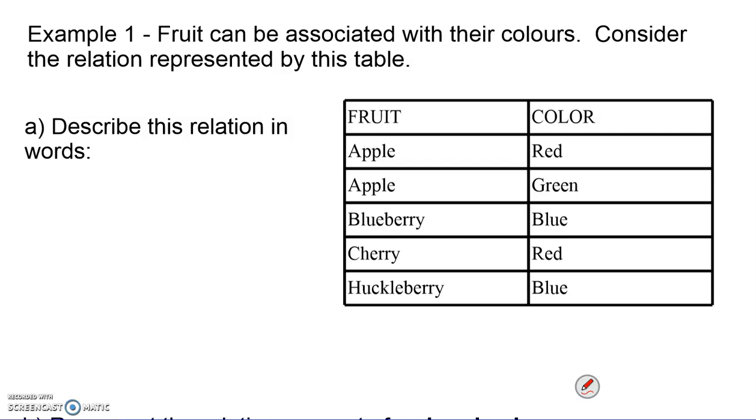Example 1 is that fruit can be associated with their colors. Consider the relation represented by this table. So we have some fruit and we have their colors that match it. We're going to start by describing this in words.